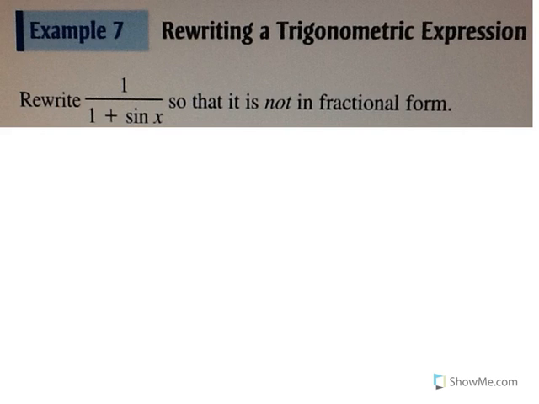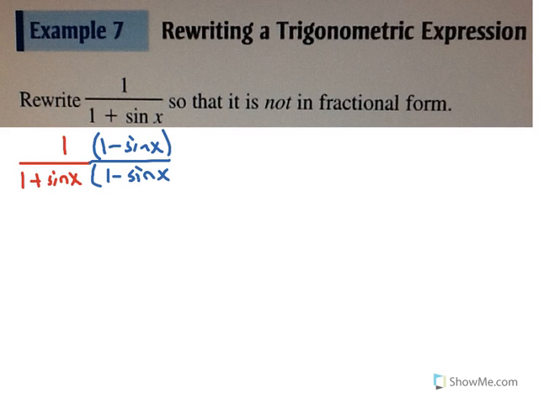Okay, to rewrite this so it's not in fractional form, what I'm going to do first is multiply top and bottom by the conjugate. The conjugate is basically the same thing except you have opposite signs. So what I'm trying to get is a difference of squares. So I get 1 minus sine x over 1 minus sine x.